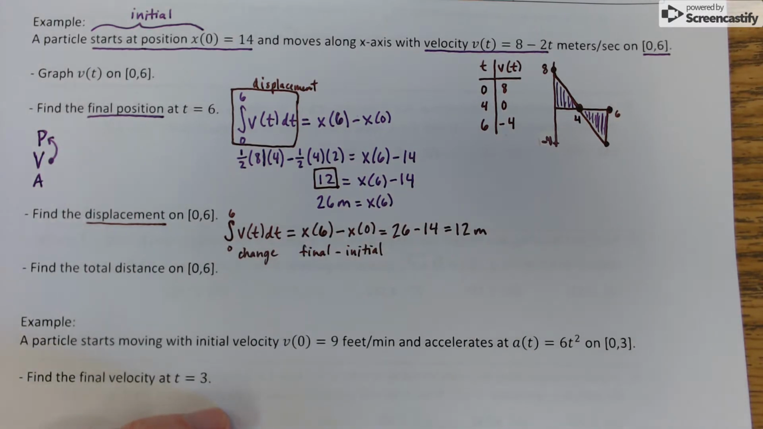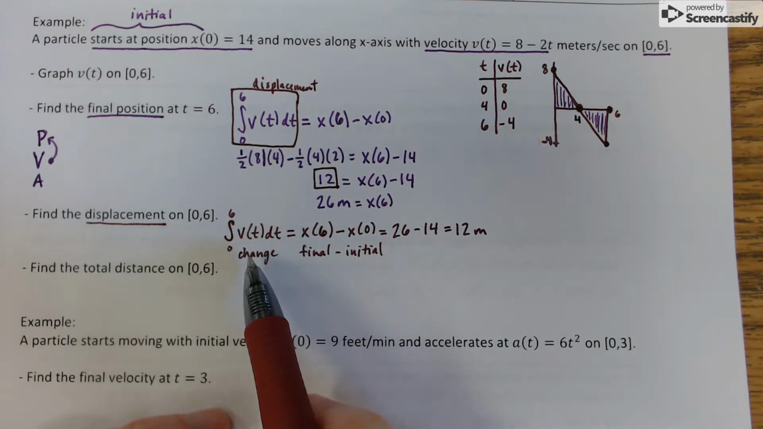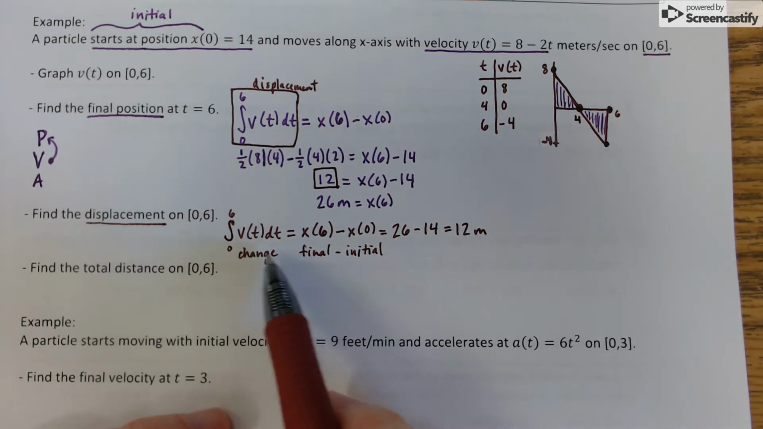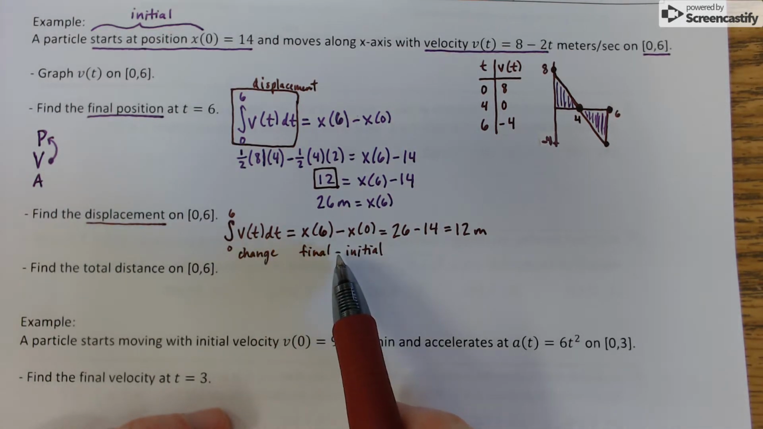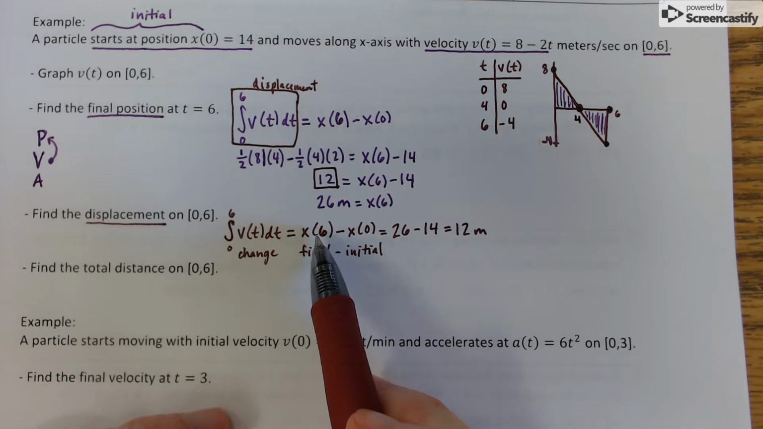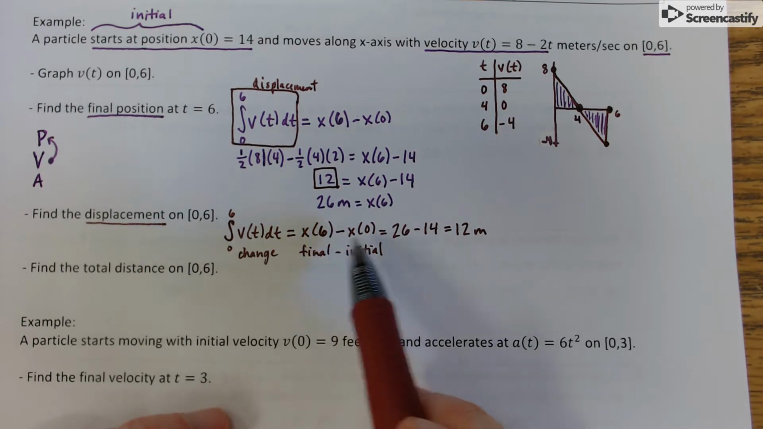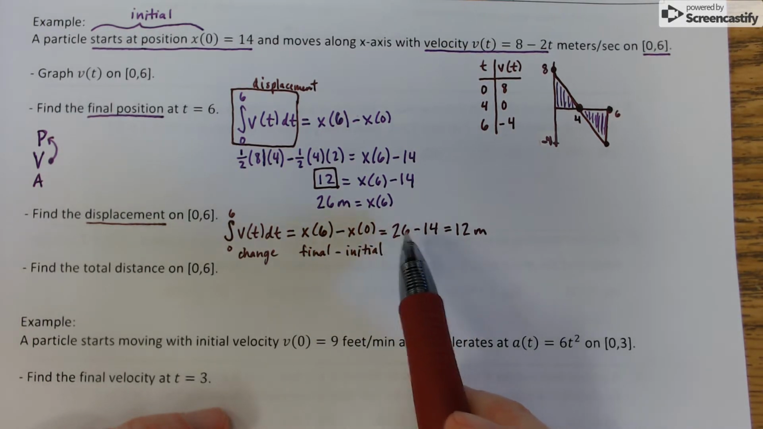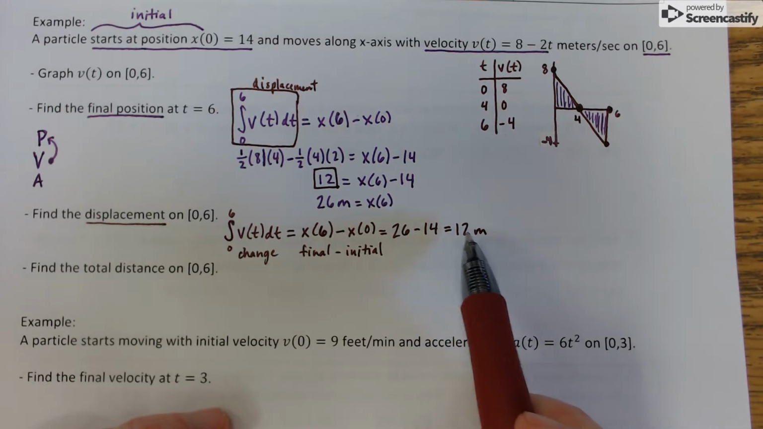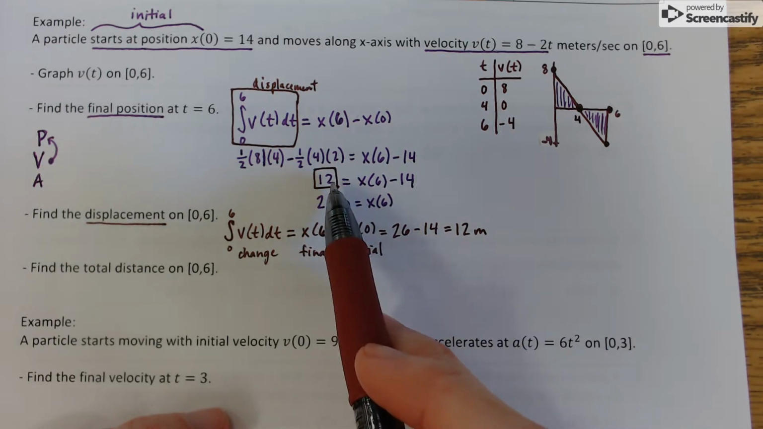So another way to think about displacement, it is the change in position. And anytime you want a change, you just take your final value and subtract your initial value. So we found that the final position was 26. Our initial was given as 14. So when you find the difference between those, it's 12 meters, which again was already found by just evaluating that area of the integral.